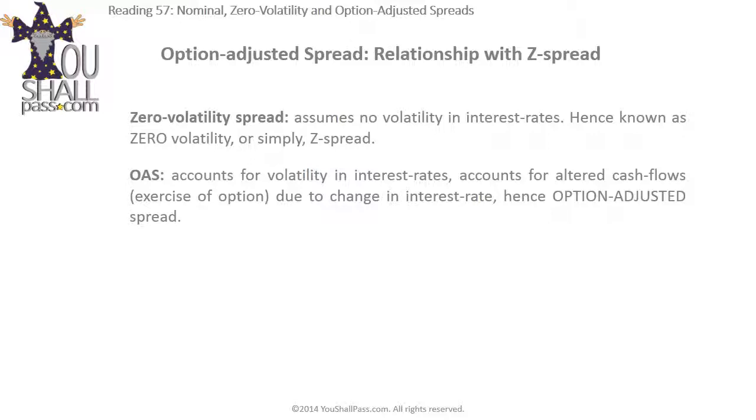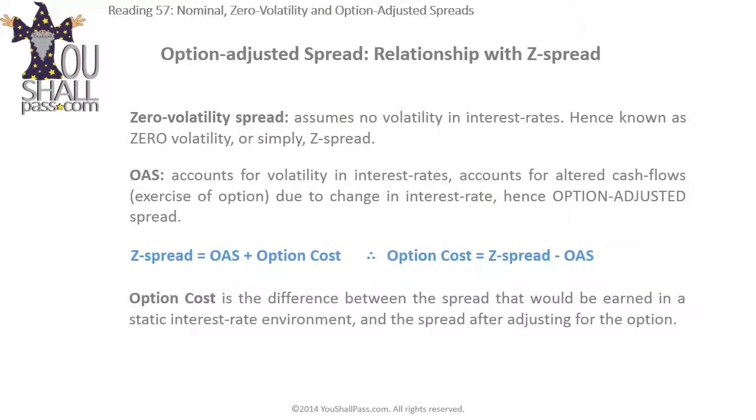These two measures of spread are linked by the following formula, whereby we've introduced a third component in the relationship, namely the option cost. As per the formula, the option cost would be derived as the difference between the Z spread and the option adjusted spread. The option cost is the difference between the spread over the benchmark spot curve that would be earned in a static interest rate environment, and the spread after adjusting for the possibility of the bond's put or call option being exercised.